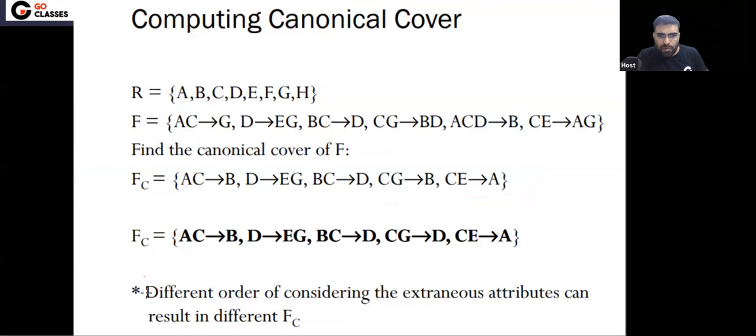If you apply a different order of removal, then you can get a different minimal cover. Basically, if you change the order in which you remove the extraneous attributes on the LHS and the redundant FDs, then you can get different minimal covers. So different order of considering extraneous attributes can result in different minimal covers.